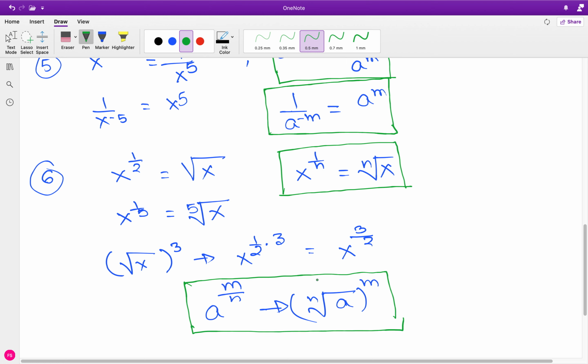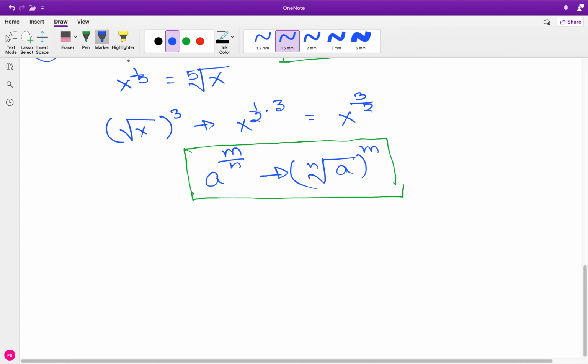Okay, now let's have a look at exponential equations. Let's say I have 10 to the power of x, and this equals 10,000.